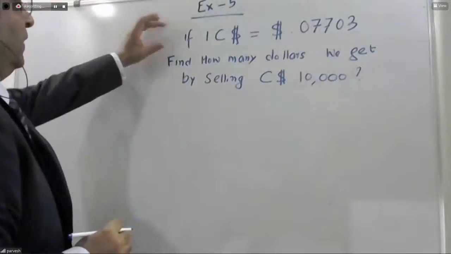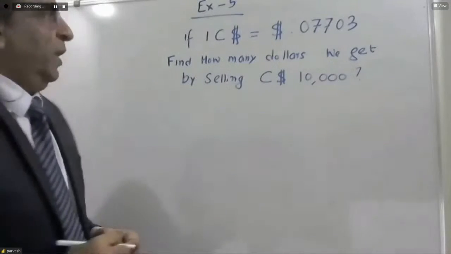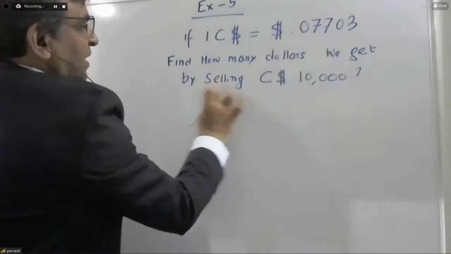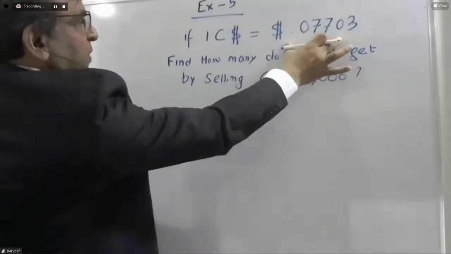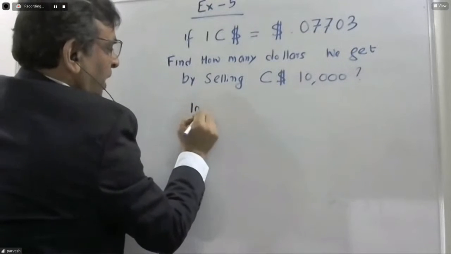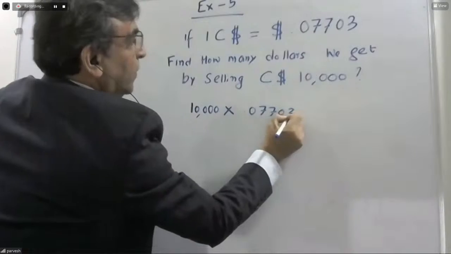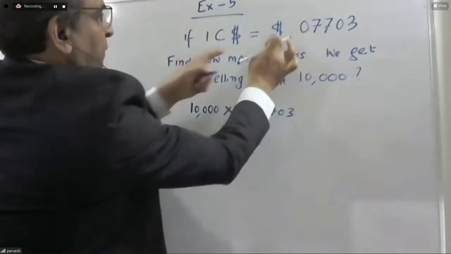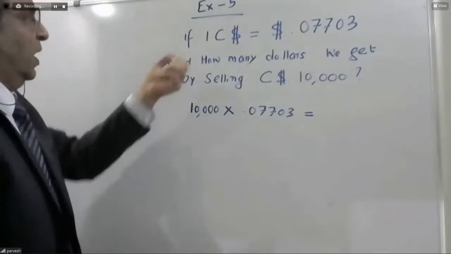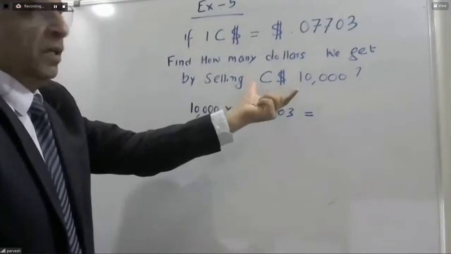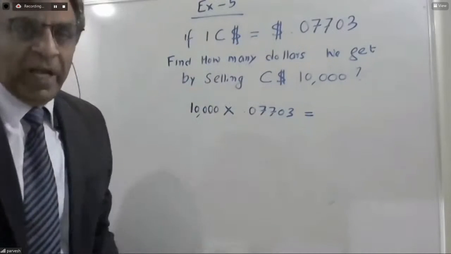Fine. So what we are given: 1 Canadian dollar is equal to $0.7703. Find how many dollars we get by selling 10,000 Canadian dollars. Now it's pretty simple, because 1 Canadian dollar is so many US dollars. So we just multiply 10,000 by 0.7703. If one costs this much, 10,000 will be simply multiplication of 10,000 by this. Okay. So this is very simple. We are given the quote in Canadian dollar terms, and we are selling Canadian dollars, so we can just simply multiply by that and get the answer.